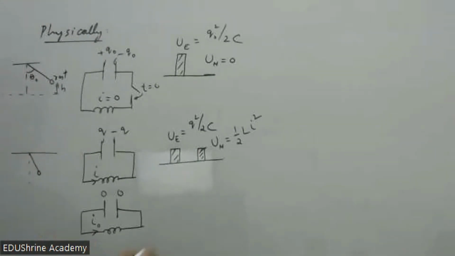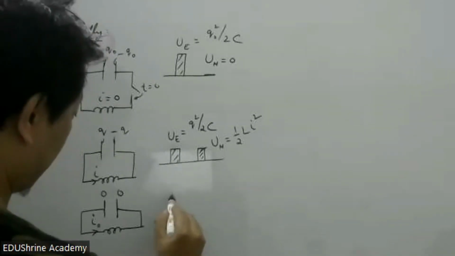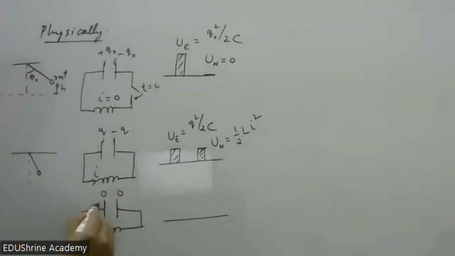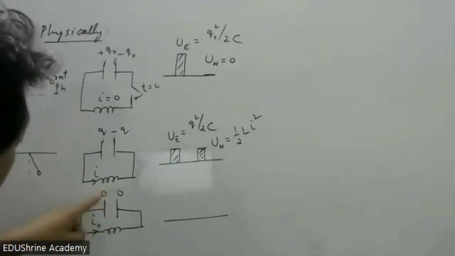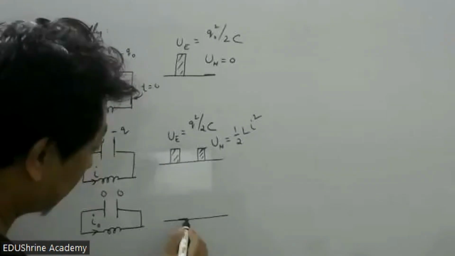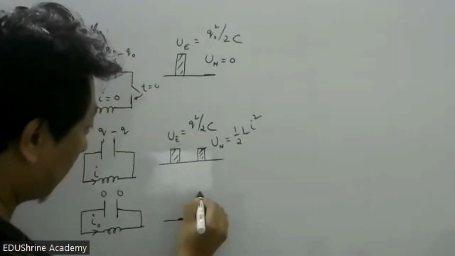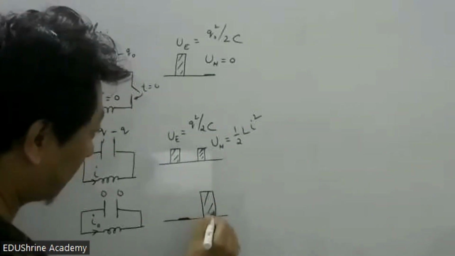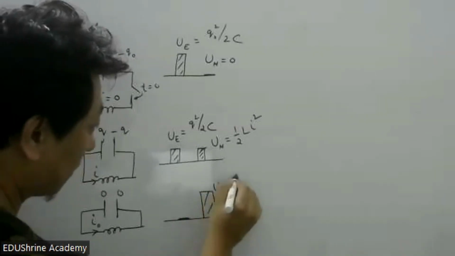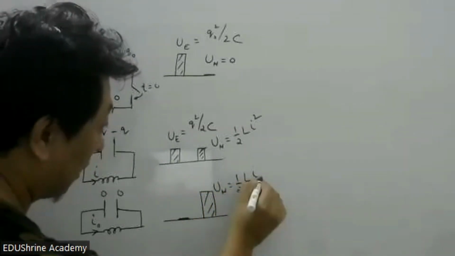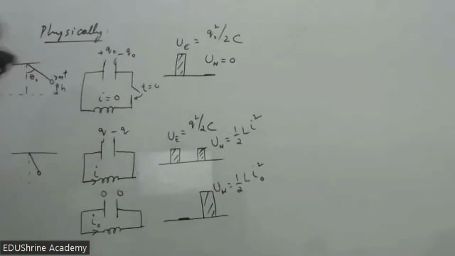Okay. So now tell me, what happened to the electrostatic energy here? If charge is 0, it is 0. And now your magnetic energy is maximum, half L I naught square. I'm using I naught for maximum current. Okay. This state corresponds to what position here?